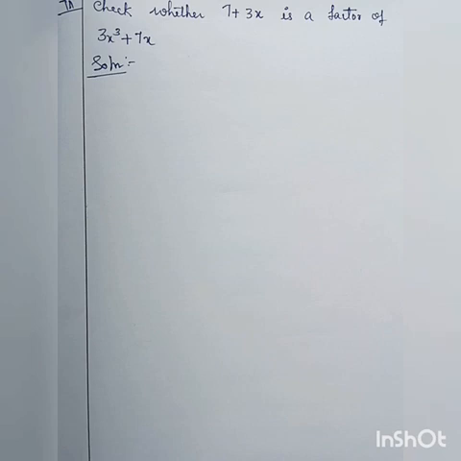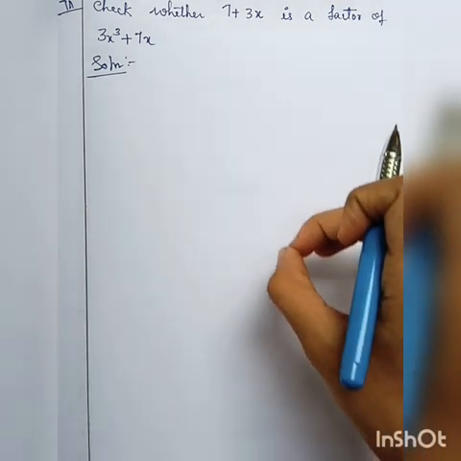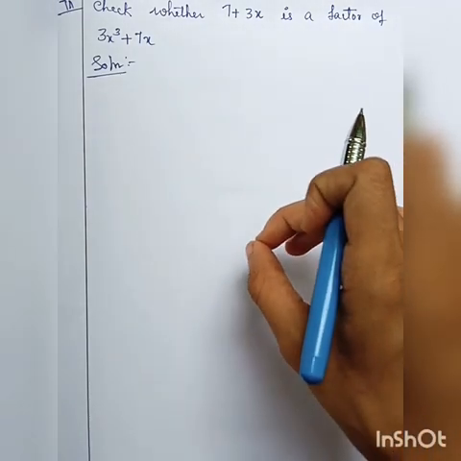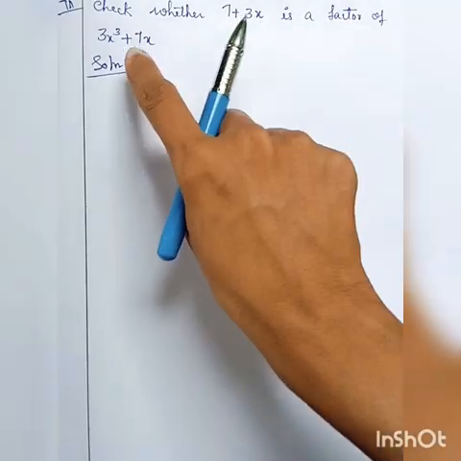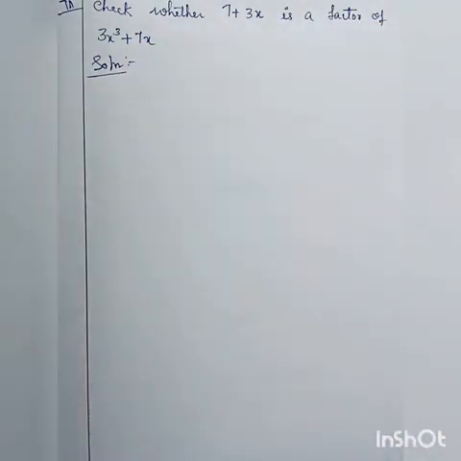of 0, then the given factor, 7 plus 3x, is a factor of 3x cube plus 7x. If we do not get a remainder of 0, then it's not a factor. That's it. So here we have to check, and if we get the answer as 0, then 7 plus 3x is a factor of 3x cube plus 7x. If we get any other value, then the given expression is not a factor of 3x cube plus 7x. So you have to remember that. So we'll start it now.